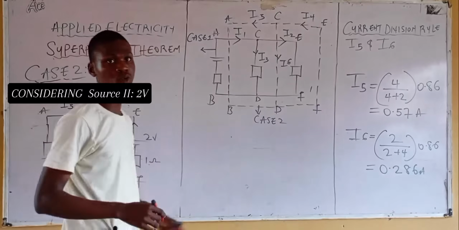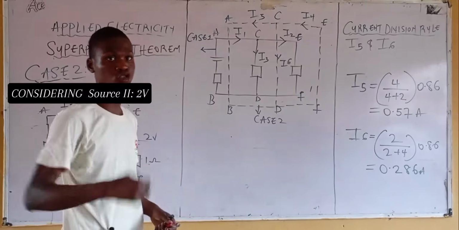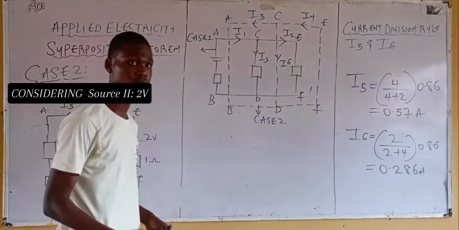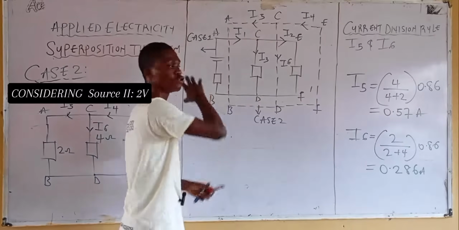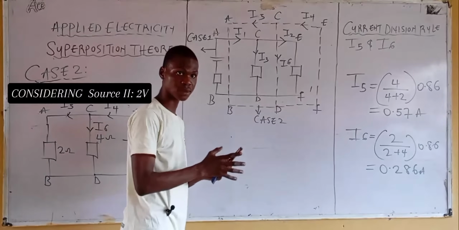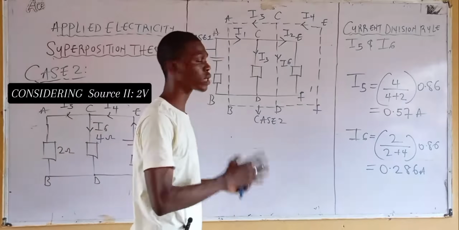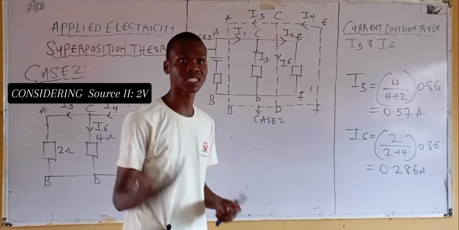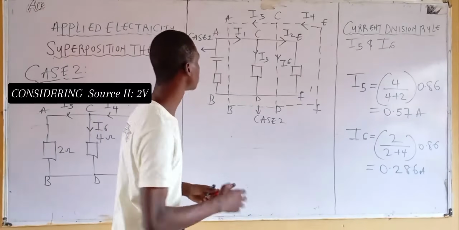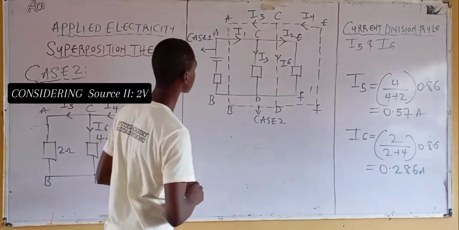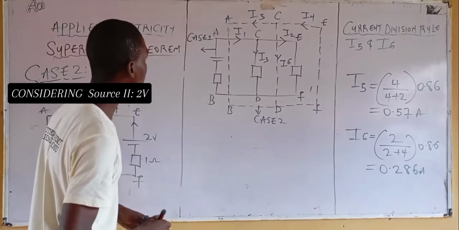So this concept is what we call superimposing. You superimpose your circuit. By superimpose, it means draw your case 1 and case 2 the same thing. And what you are actually doing here is to check out for the direction. Now from here, what can you observe from this circuit?